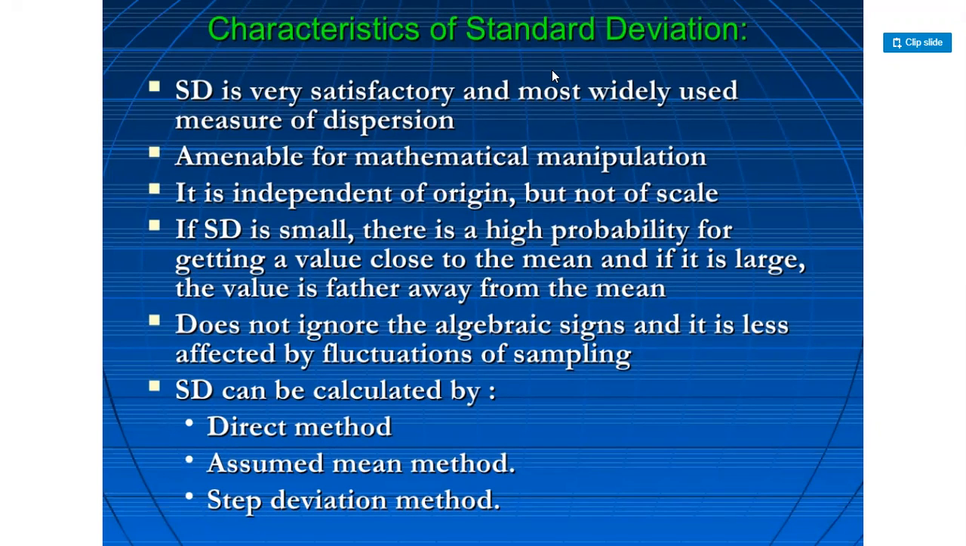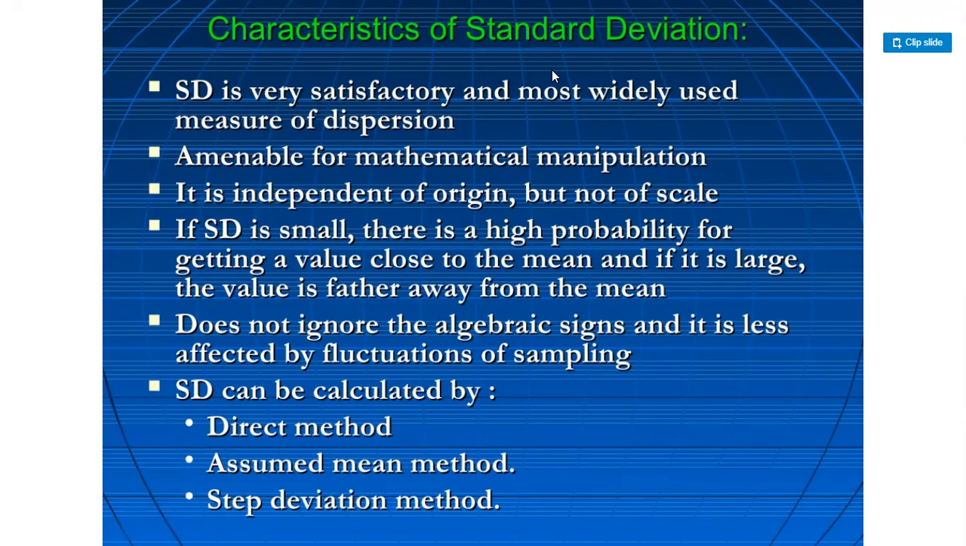The concept of standard deviation was first used by Karl Pearson in the year 1893. Standard deviation is the square root of the arithmetic average of the squares of the deviations measured from the mean. It is the most commonly used measure of dispersion as it satisfies most of the properties laid down for an ideal measure of dispersion. The standard deviation is denoted by the Greek letter sigma.